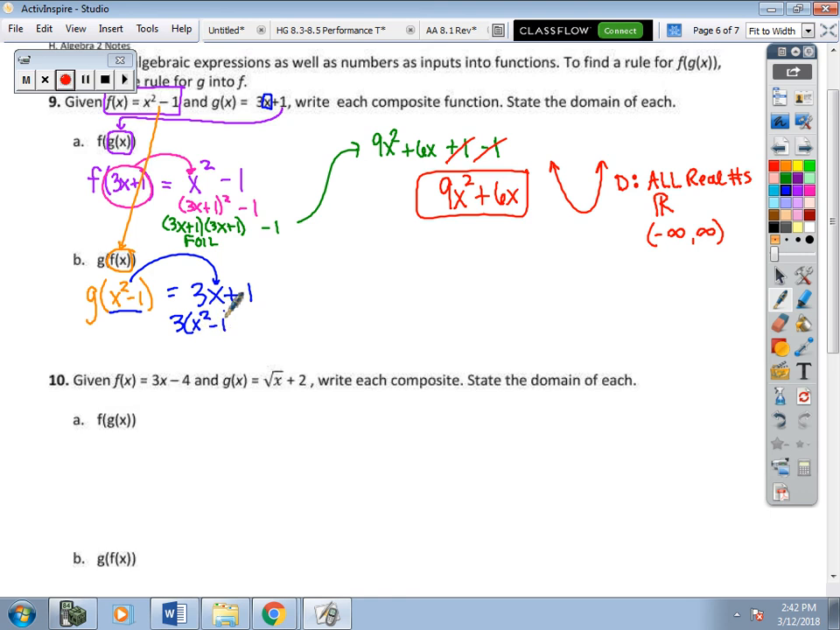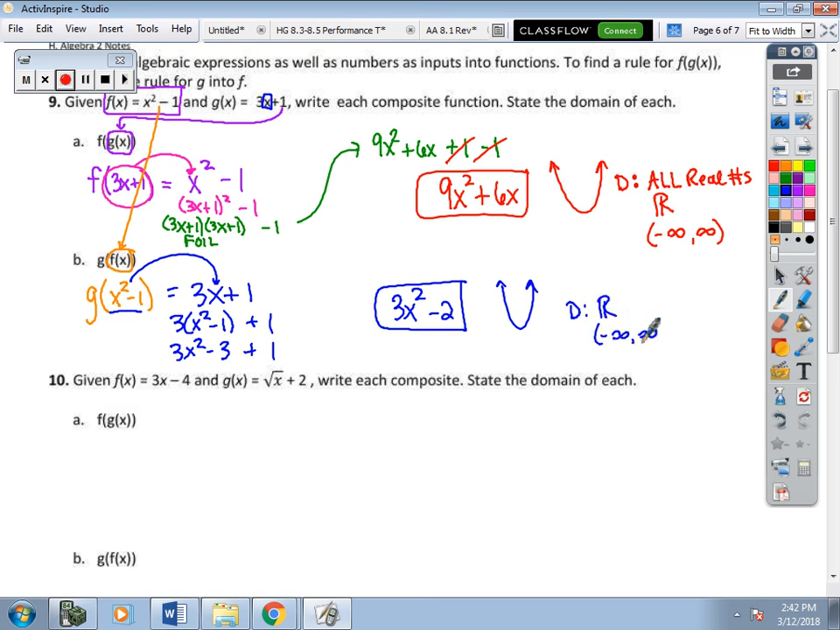You will want to use parentheses since 3 is getting multiplied by both of those things. Distribute and combine our like terms. So see how these are different? So the order in which you take the composition of functions will yield you a different result. Now the domain for this one, it's still going to be a quadratic. So the domain is still going to be all real numbers, or negative infinity to positive infinity.